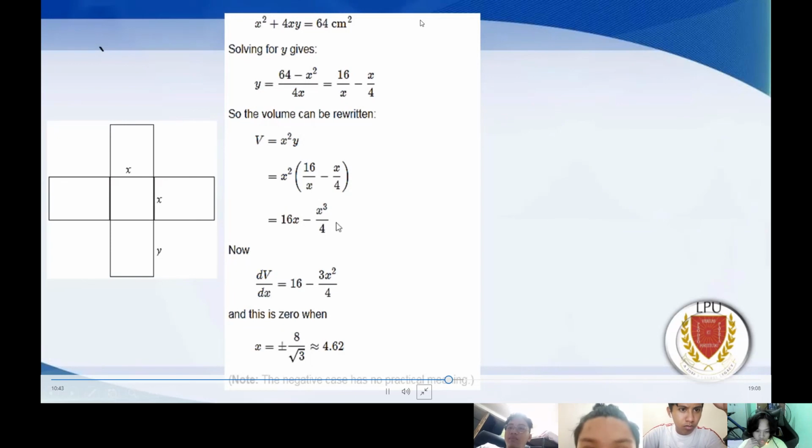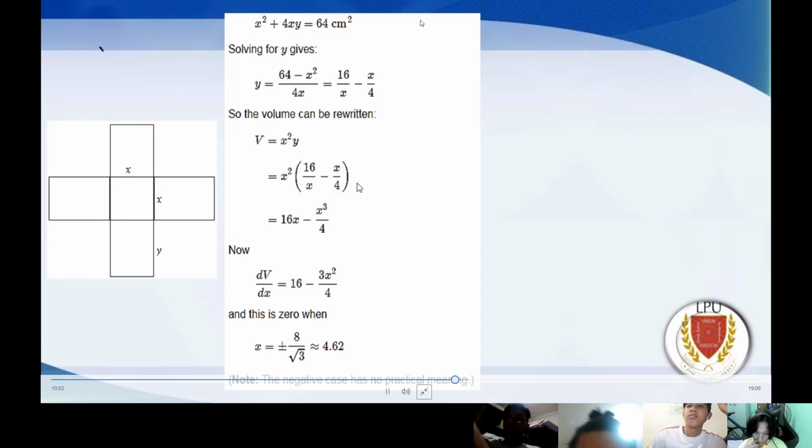Practice your derivation now, because if you have the right figure, if you can draw your equations, derive equations, and substitute, you're good in your algebra. But if you are stuck with your first derivative, you cannot get the correct answer.